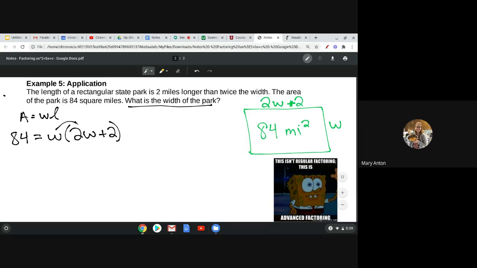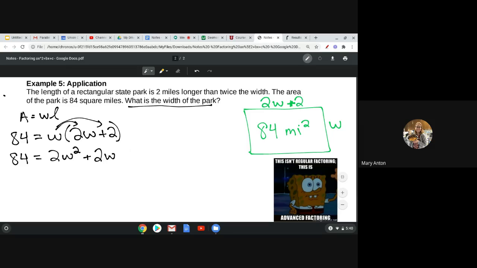All right, let's go ahead and distribute this w. We're trying to solve for w now. So let's say 84 is equal to 2w squared, because that's what w times 2w is. And then what's w times 2? That's just 2w.